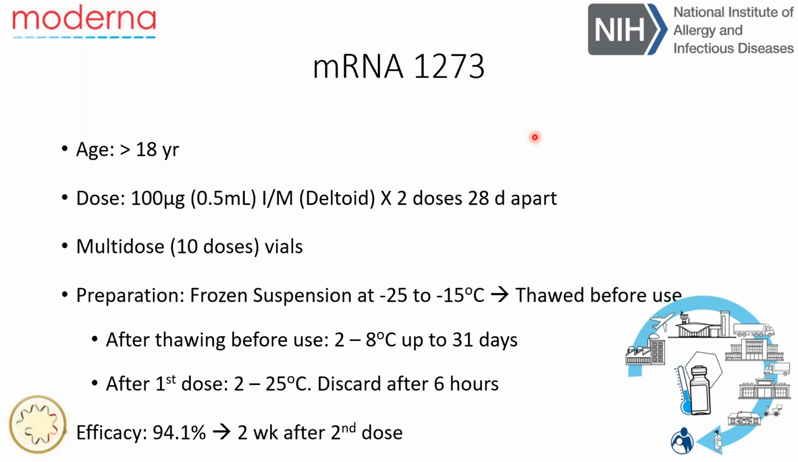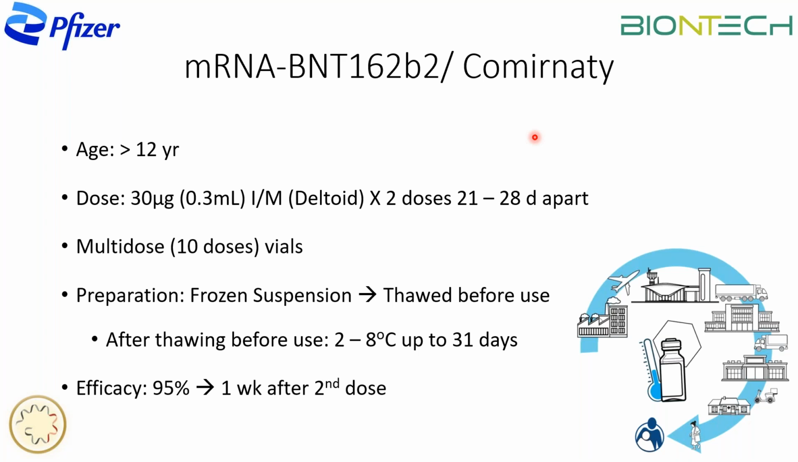A similar mechanism is used in the mRNA BNT162b2, also called Comirnaty, or the Pfizer vaccine, produced by the company Pfizer in collaboration with BioNTech, a German company. Again, similar mechanism. It has been approved for more than 12 years of age. Its dose is 0.3 ml intramuscular, 2 doses 21 to 28 days apart. This is also available only in multi-dose vials.